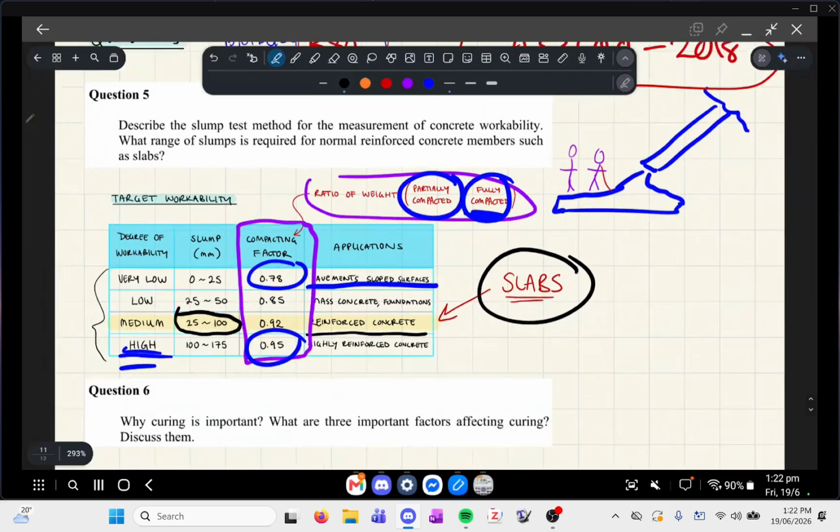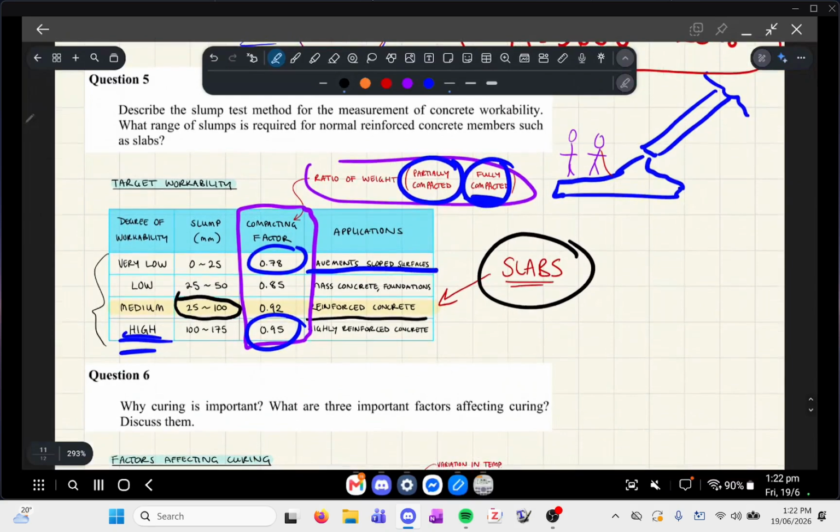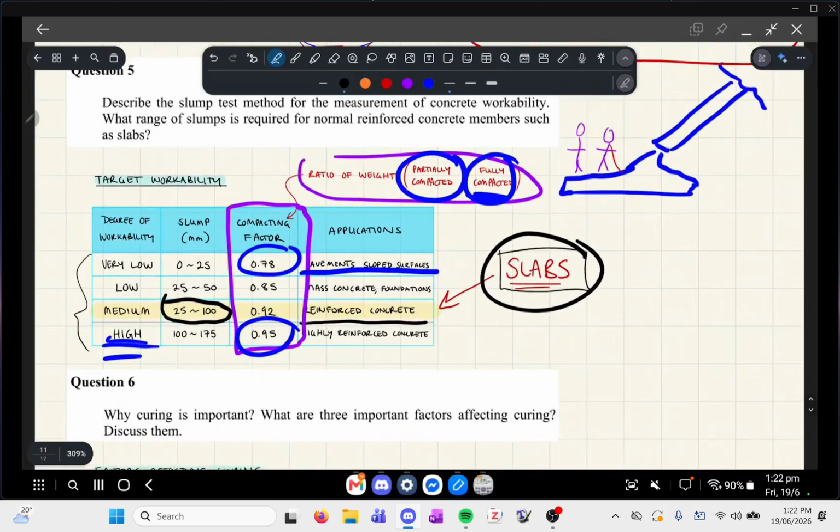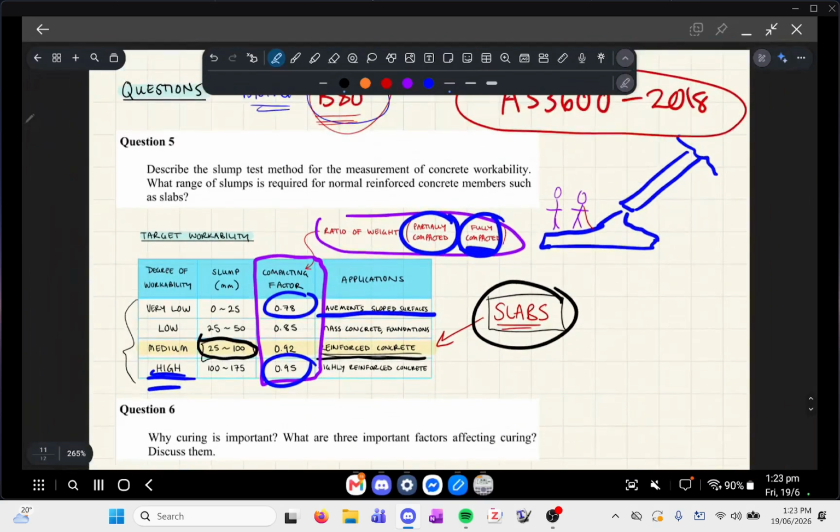Okay, so that's basically how that works. So for slabs, we're specifying this slump. That's basically what the question was asking from us. Do you guys have any other questions about that?